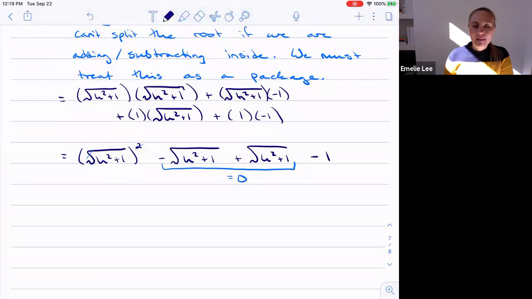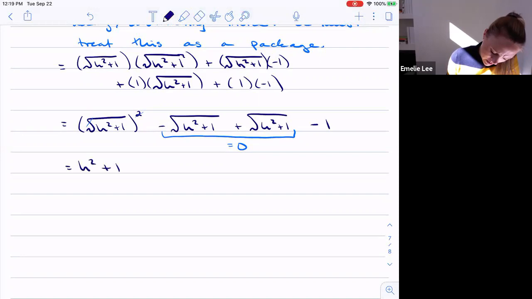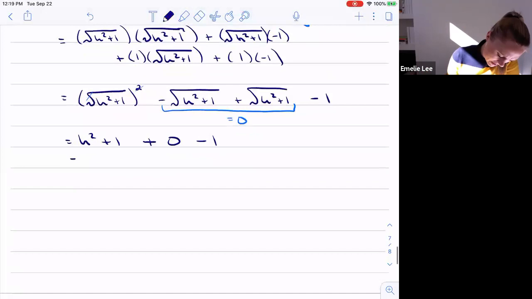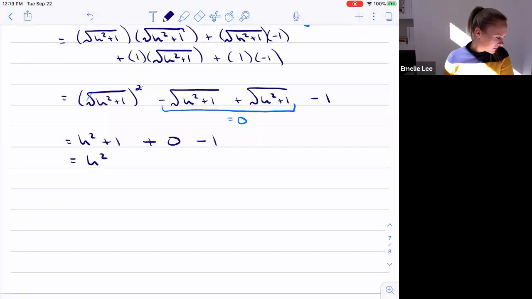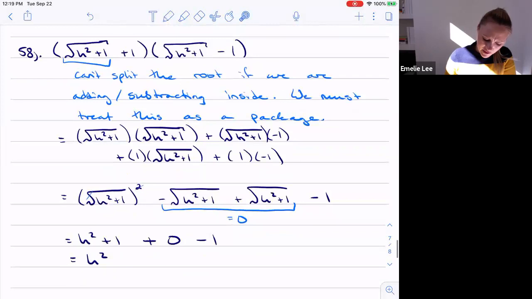Okay. So what I'm left with here is h squared plus one plus zero minus one. H squared plus one minus one puts me at h squared. Womp womp. That's all we get to. Okay. So this whole mess simplifies to just h squared.